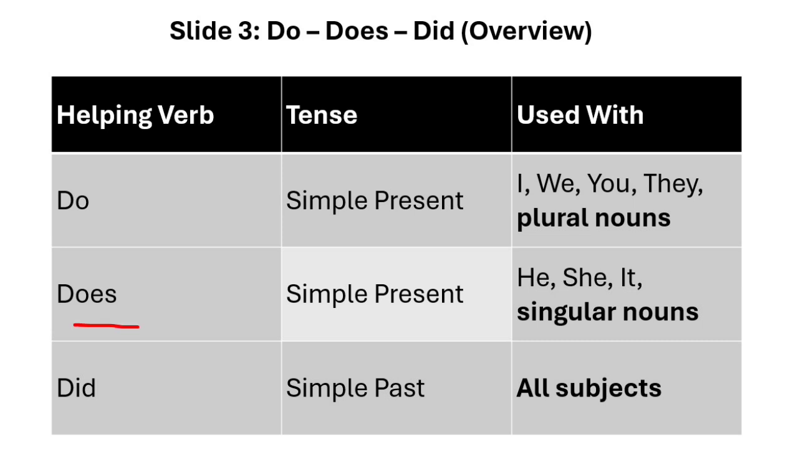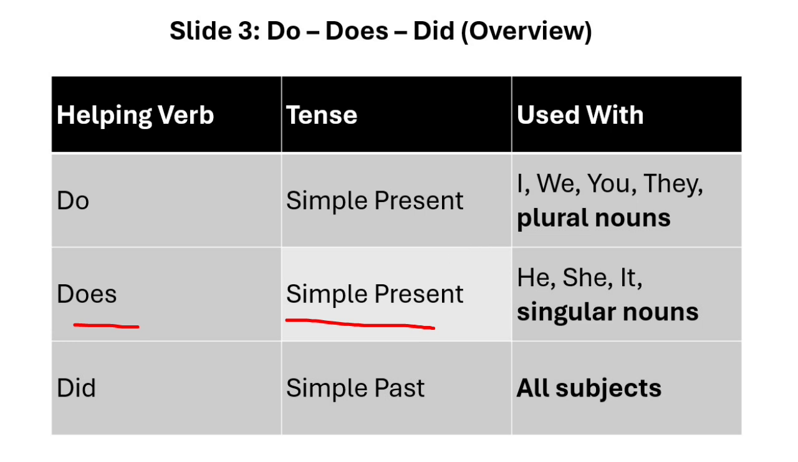Now let's talk about does. Even does we use in simple present, but we use it with he, she, it, and singular nouns. So here the only difference is do we use with plural nouns and does we use with singular nouns. We will see lots of examples in this video.